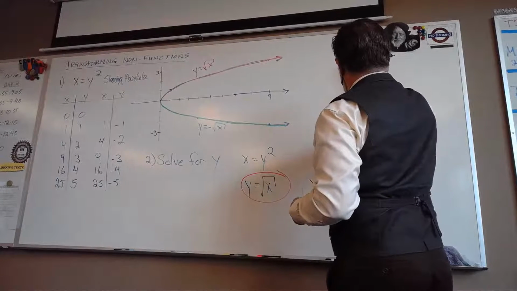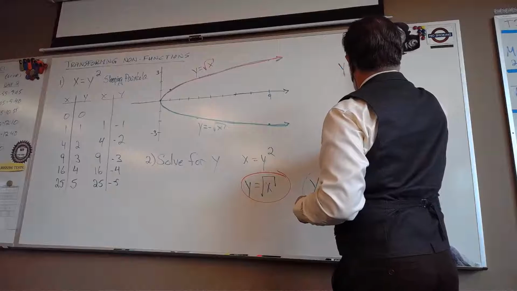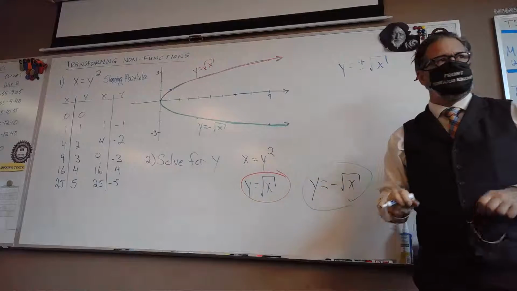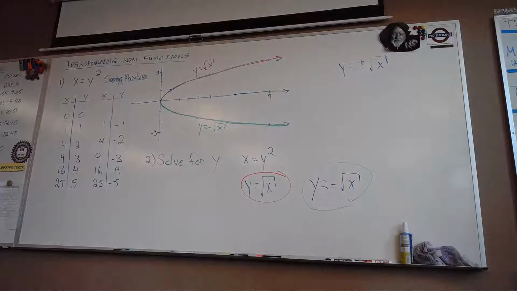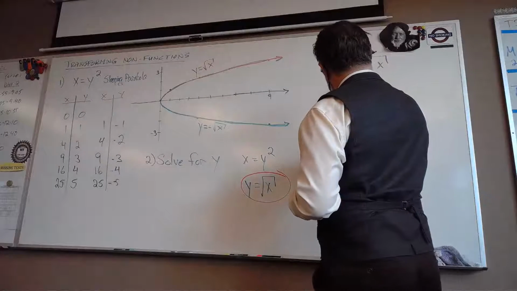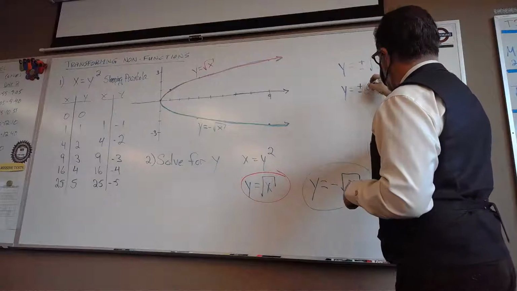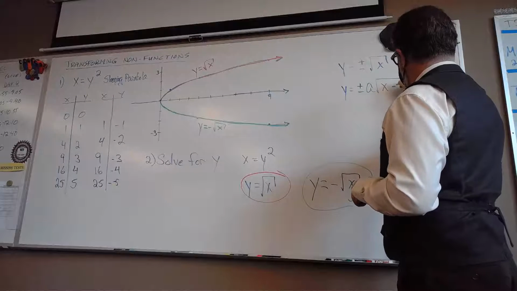Y equals plus or minus the square root of x. We're going to combine that into 1 for our purposes. And here's the question. How do I make that go up or down? How do I make that go left or right? And how do I stretch or compress it? Let's just talk about them all at one time. Can you give me one equation that would make this go up or down, left and right, stretch or compress? Anybody want to take a stab at that? Omri? Y equals plus or minus a square root of x minus h plus k.